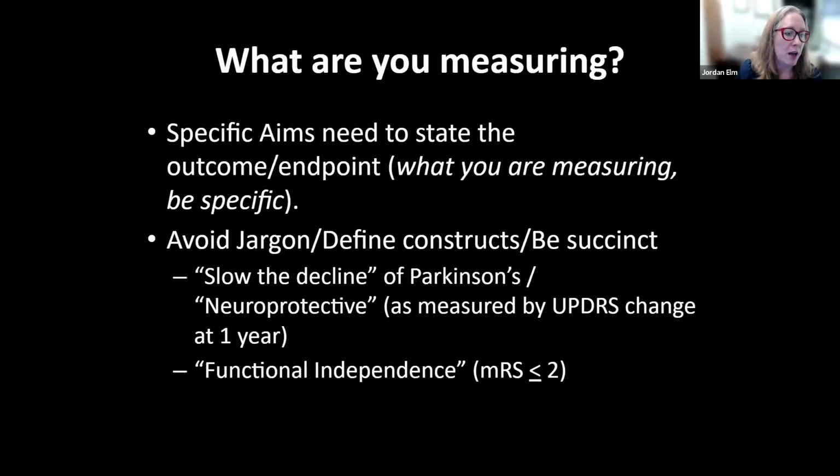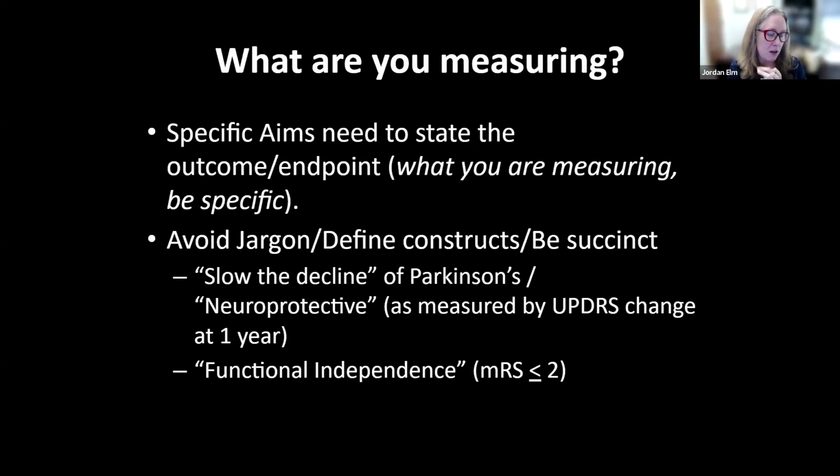In terms of what you're measuring, you want to be specific here. And I know every field has its own jargon and technical terms, but be mindful that not everybody on your reviewer panel is going to be familiar with that jargon. So you want to define things succinctly so that anybody approaching it can understand. So when you say, oh, I want to slow the decline of Parkinson's disease, or I want to prove that my treatment is neuroprotective, what is it that you're measuring? How are you measuring that? Because that could mean very many things.